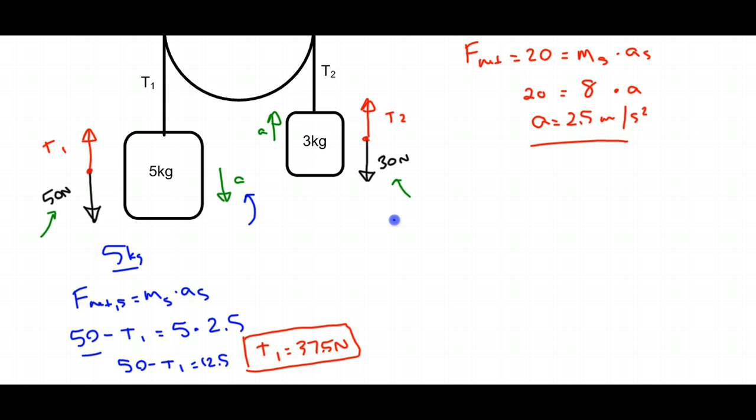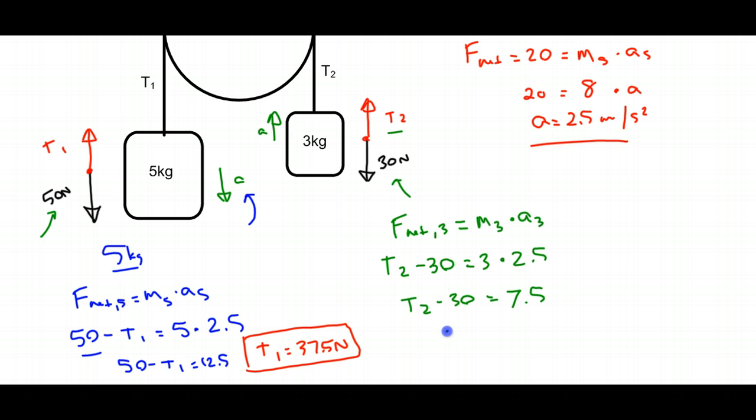Now if we go over here, F net of the 3 will equal mass of the 3 times acceleration of the 3. So this will be T2 minus 30, right? Because T2 is going to win because acceleration's up, will equal 3 times the acceleration of 2.5. So T2 minus 30 equals 7.5. So T2 equals 37.5 newtons.